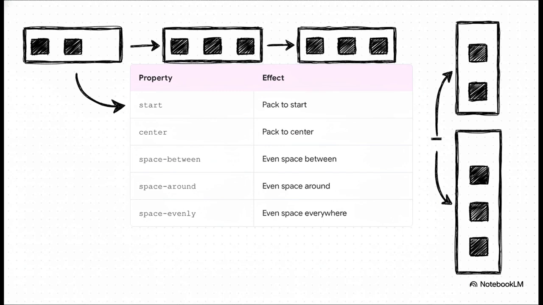With justify-content, you can control how all that extra horizontal space gets distributed. You can pack everything to the start, you can center it, or you can use these amazing options like space-between and space-evenly for perfect distribution. And align-content? It does the exact same thing, just vertically.